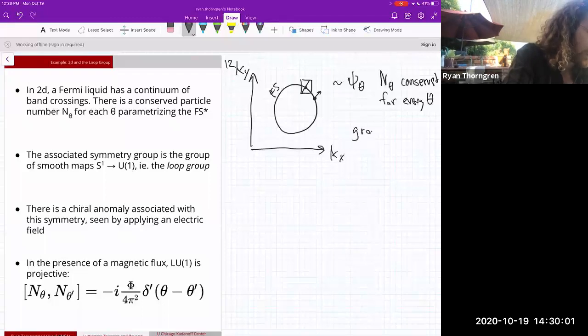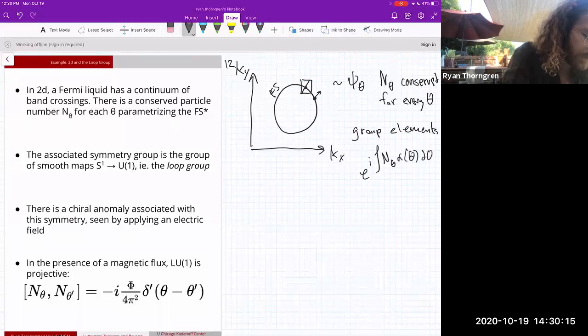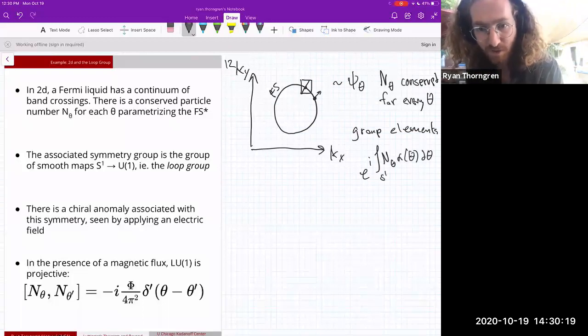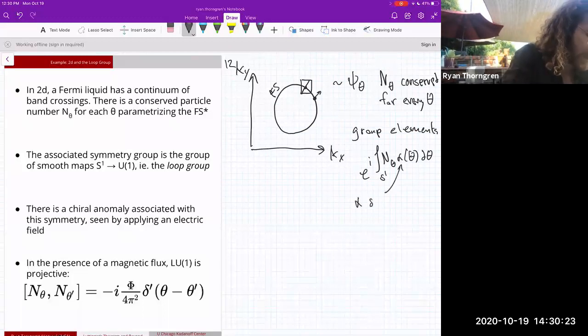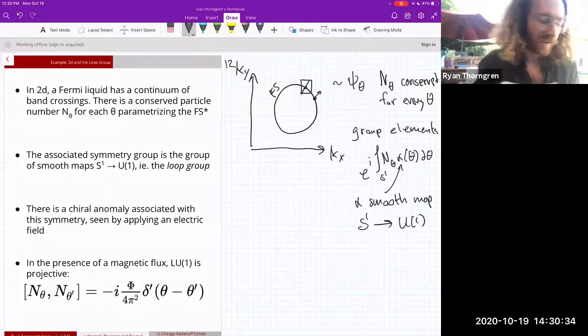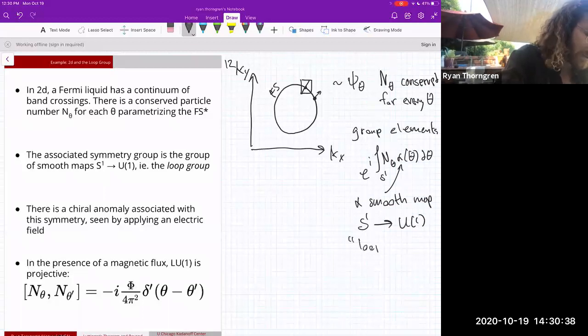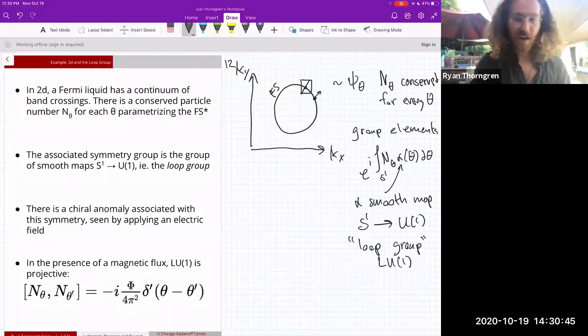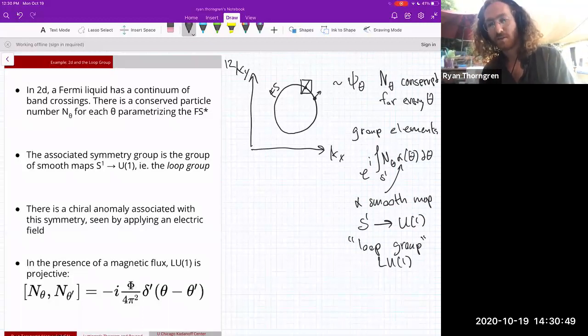So group elements, if we actually want an operator, then what we need to do is integrate n theta against some smooth function, alpha of theta, around this circle, around the Fermi surface. So alpha is a smooth map from S1 to U1. And so you can think of it as a loop in U1. And so the group of such maps is called the loop group, denoted LU1. And there's an anomaly associated with the symmetry, just like the chiral anomaly in one dimension.